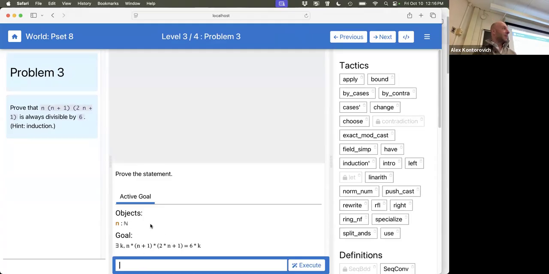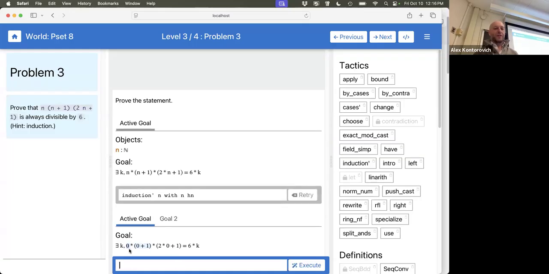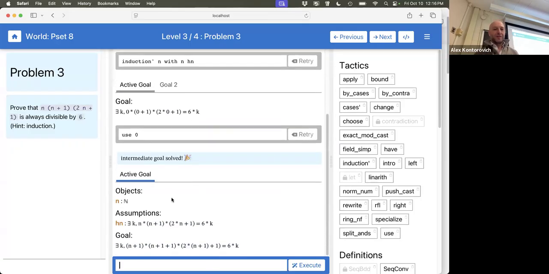So let's induct on little n. Is this big enough? You can see in the back. So induction prime on little n with n, hn. Okay, so if it's 0, then use 0. And that's done with that goal. Now, how about this goal? What value of k?